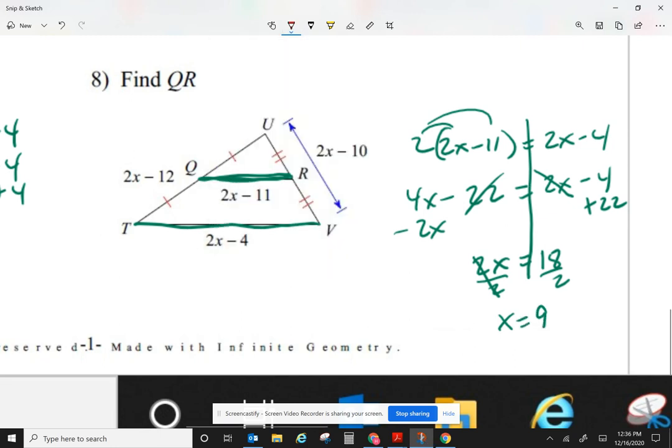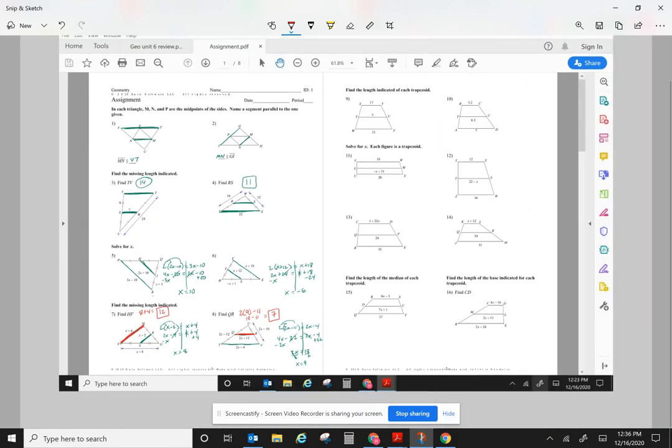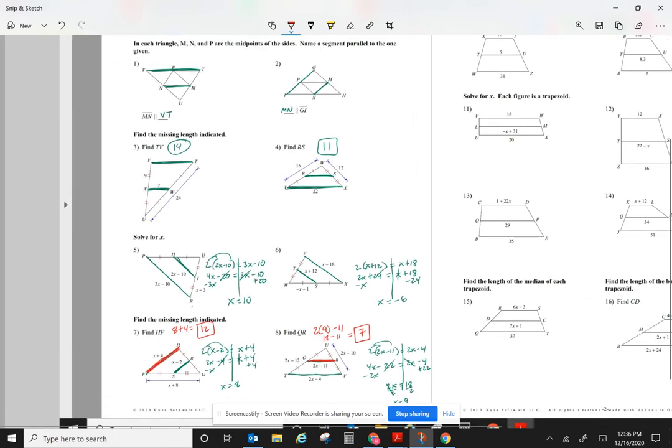Now the instructions here are find QR. If you see, QR is the midsegment. I know QR is 2x minus 11. So I'm asking how much is 2 times 9 minus 11. Right. Solve for x and then use the value of x. All right, 2 times 9 is 18. 18 minus 11, I'm just going to call this 7. So that's using the midsegment of triangles.